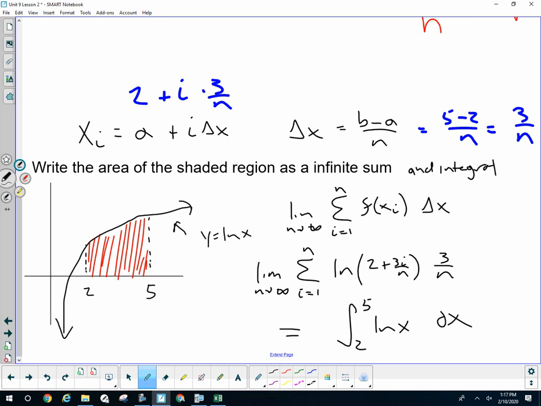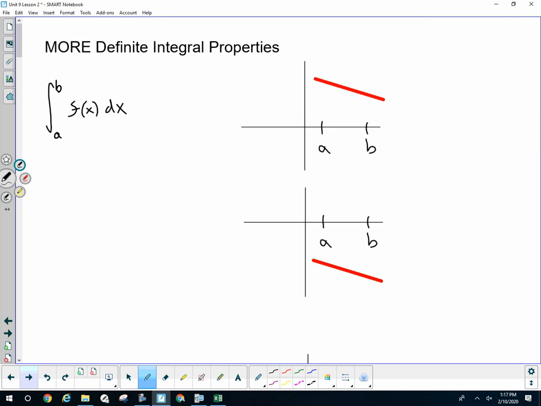Now, I can't evaluate this without a calculator. Why not? You don't know how to take the antiderivative of the log function. Okay? So use your calculator. Maybe there is some way to do it using this, but I don't know how to do it. So anyways, that's it. Now, the rest of the lesson is on integral properties. Some of these you already know, so it's just review. We understand that when we read an integral, that order matters.